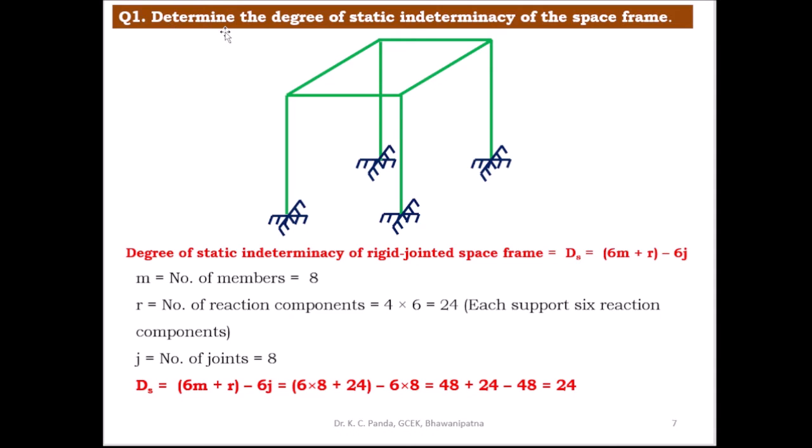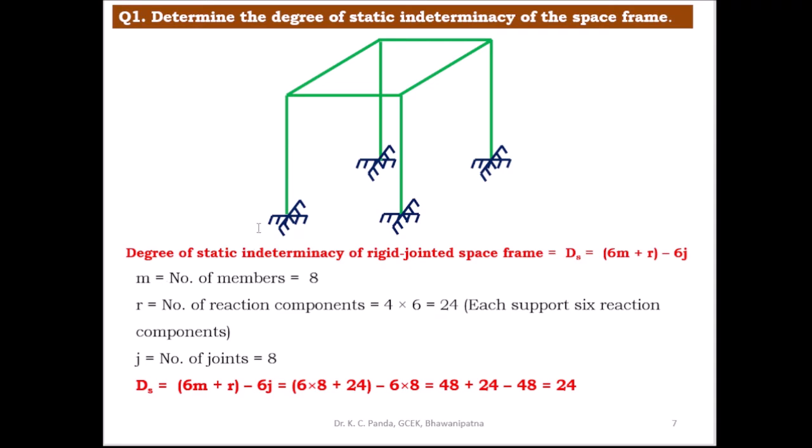Coming to the first example, determine the degree of static indeterminacy of the space frame. So this is the space frame. These are the supports. All the supports are fixed supports. These are the vertical members, and these are the horizontal members, and these are the joints. By using this equation, determine the degree of static indeterminacy of the rigid jointed space frame. That is ds is equal to 6m plus r minus 6j. Here m is equal to the number of members, r is the total number of unknown reaction components, and j is the number of joints. Count the number of members.